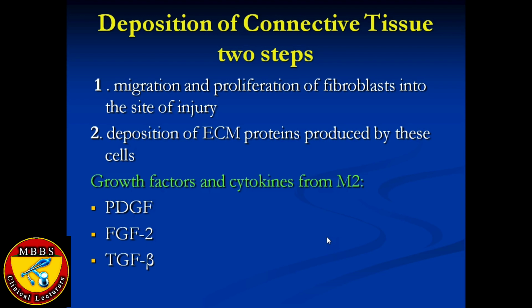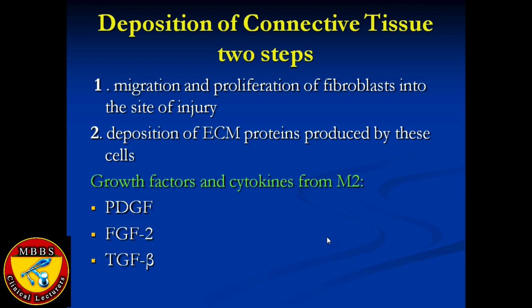This deposition of connective tissue takes place in 2 steps. First is the migration and proliferation of fibroblasts into the tissue injury. And secondly, there is deposition of extracellular matrix proteins produced by these cells. This is the process of maturation that I was talking about. And these growth factors and cytokines which promote all this are derived from the M2 macrophages. You know what M2 macrophages are? The ones which are formed through the alternate process of activation. If you don't recall, then please go back and read it. There are 2 processes: M1 are activated by the classical and M2 by the alternate pathway.